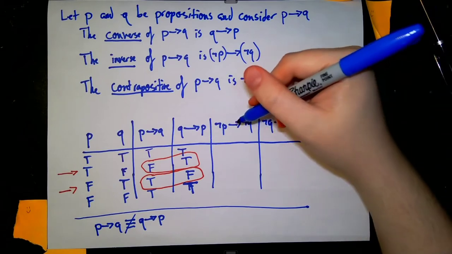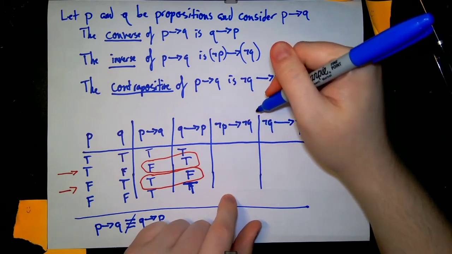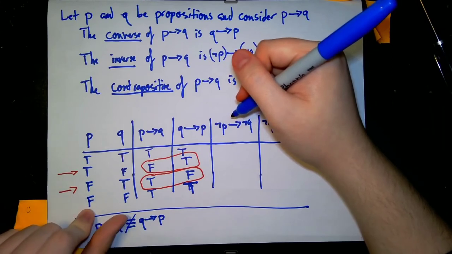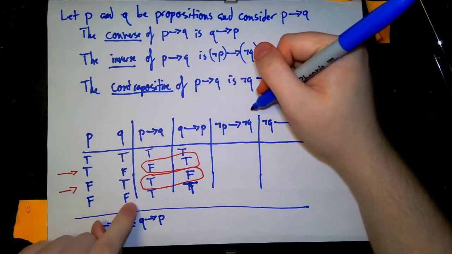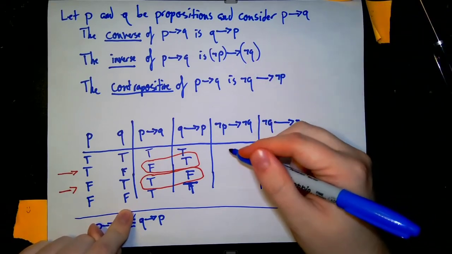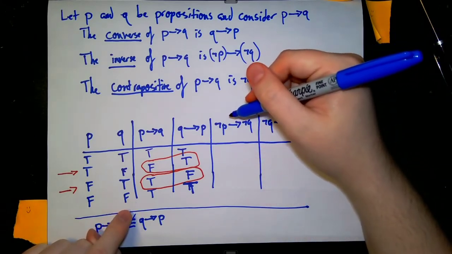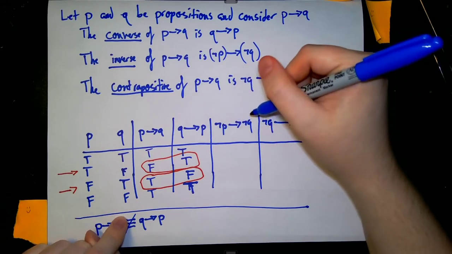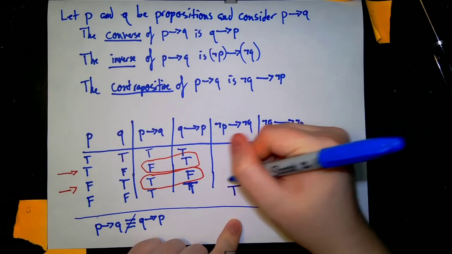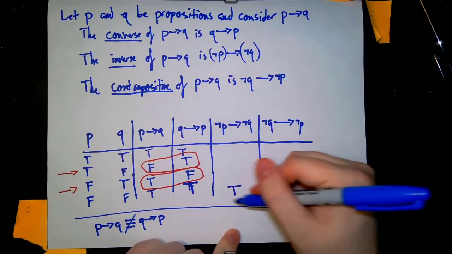Now let's continue on with the inverse statement. So now we're looking at if not P, then not Q. Well, for not P to be true, P is going to have to be false. And for not Q to be true, Q is going to have to be false. So if we want both not P and not Q to be true, both P and Q will have to be false. So when P and Q are false, we'll have if something true, then something true, so the whole statement will be true.